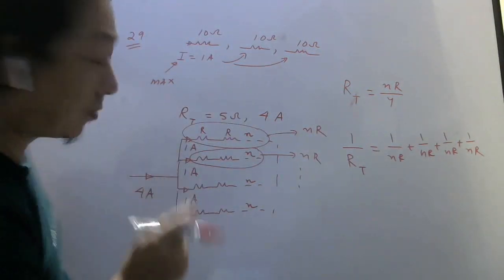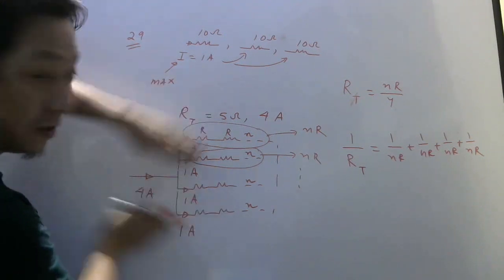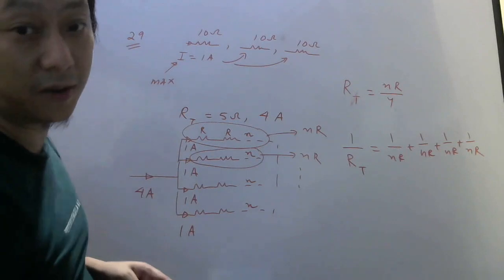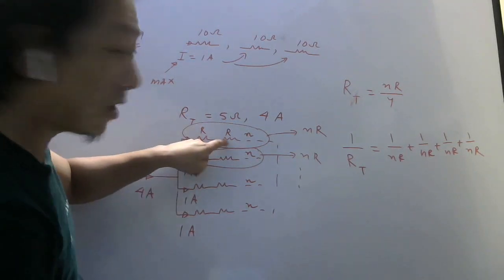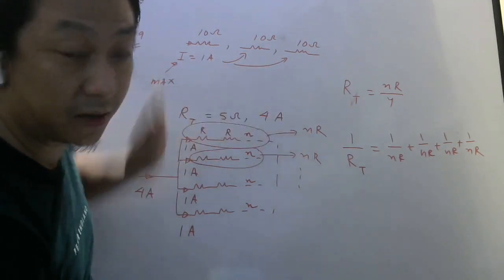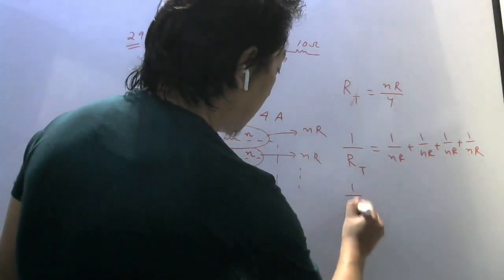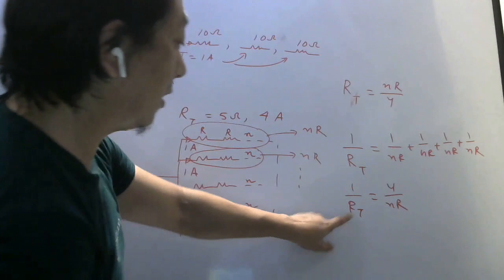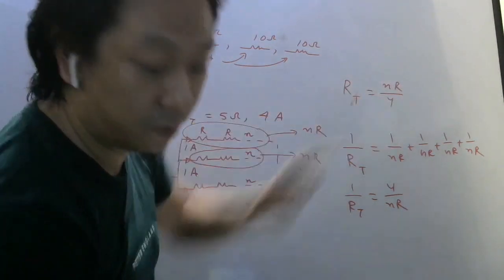Why 4 branches? Because the 4 ampere we have to divide equally, since we know each one of them can carry only 1 ampere. And these ones are in series, so the current here will be the same. So 1 by RT will become 4 by NR. So what will be RT? Take the reciprocal, NR by 4.